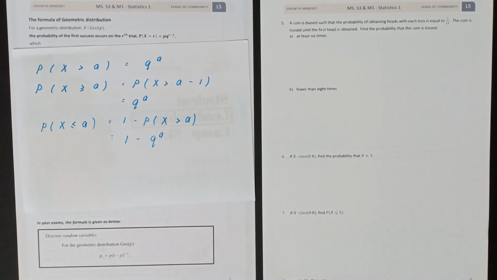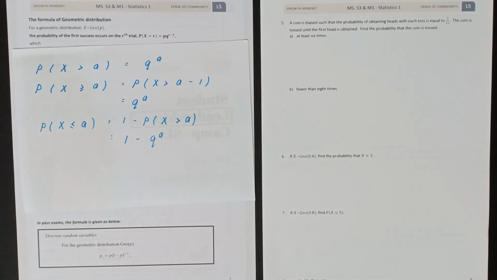A coin is biased such that the probability for obtaining heads for each toss is equal to 5 over 11. The coin is tossed until the first head is obtained. Find the probability that the coin is tossed at least 6 times. So yeah, you see the question repeating.